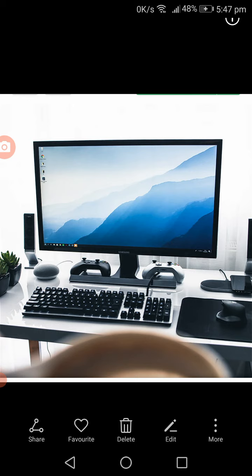First, the question number 1 is, what are the peripheral devices? Each computer has its own keyboard, mouse, scanner, printer. All these are called peripheral devices.